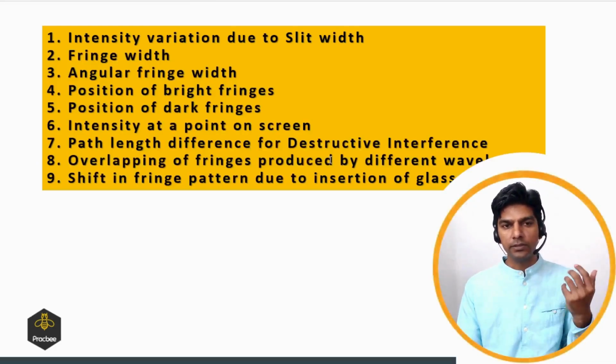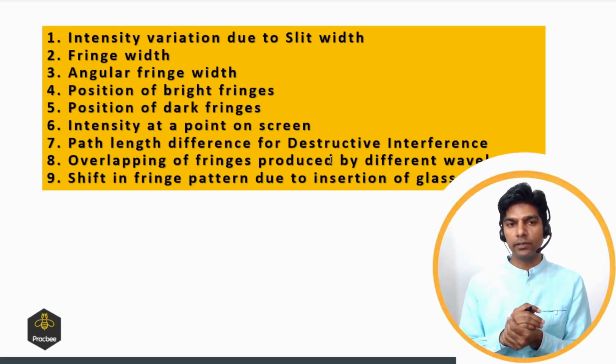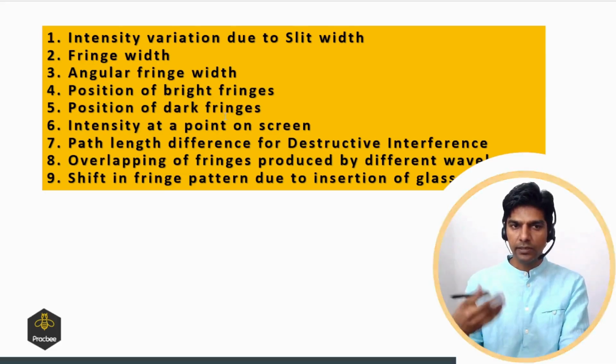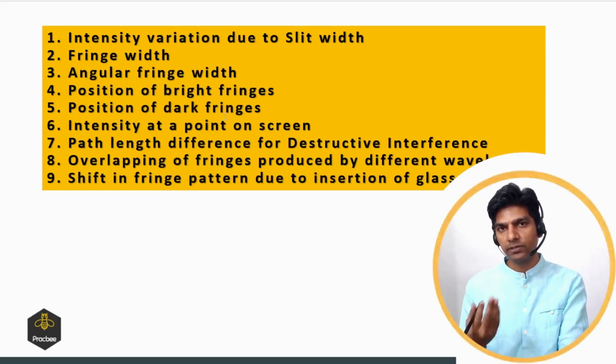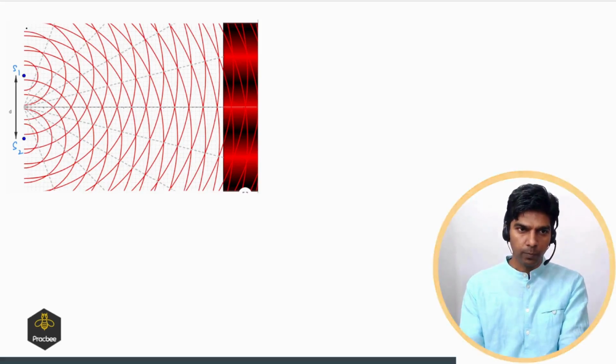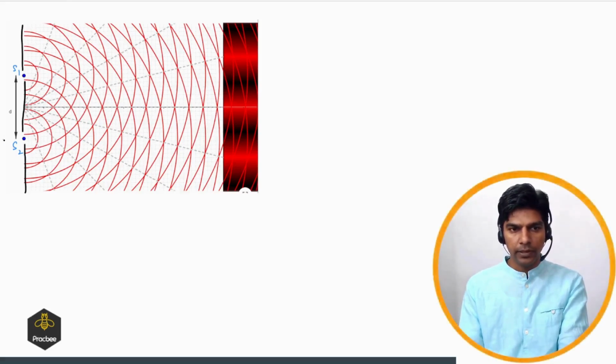Now the next concept is YDSE, Young's double slit experiment, and in this particular concept there are 9 problem types. So first let us see the important terms that we consider in YDSE. So in YDSE there will be 2 slits, S1 and S2 are the 2 slits, and let us say the rays are coming like this.